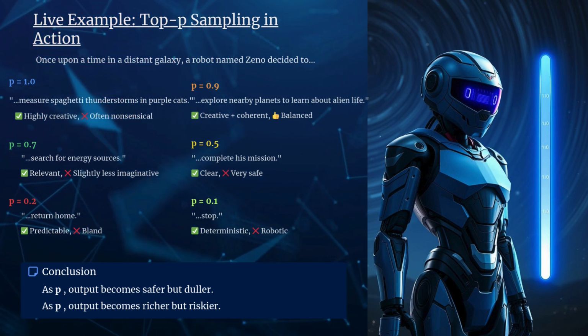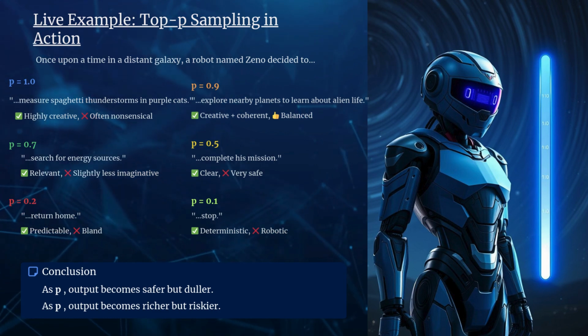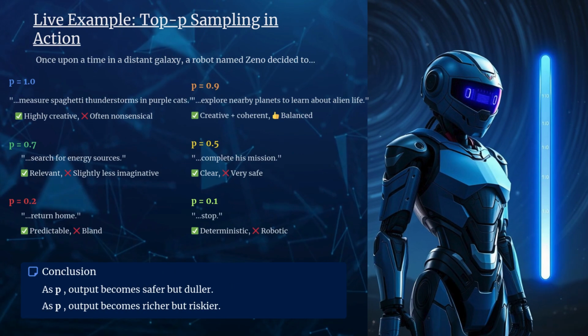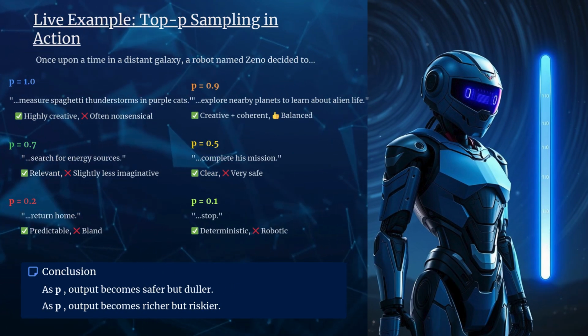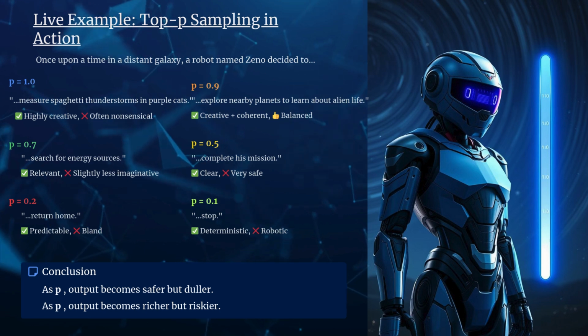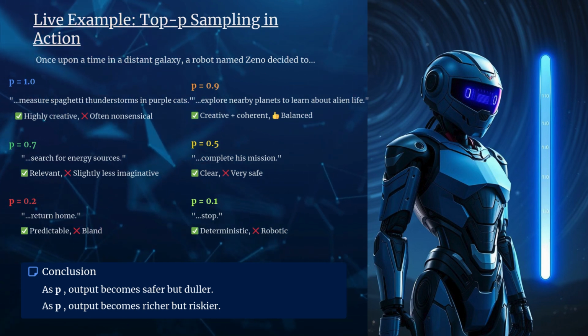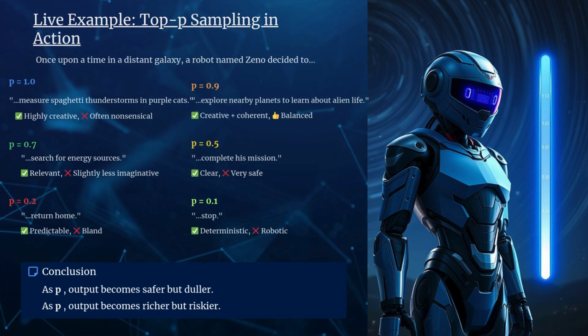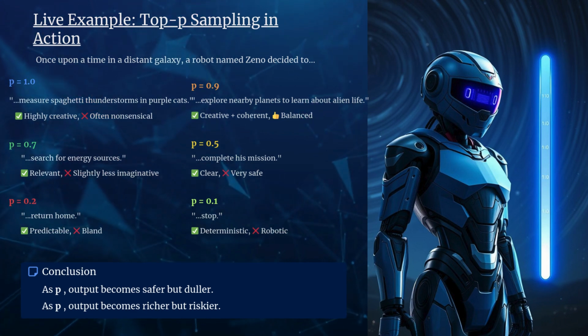P 0.5. Complete his mission. This is safe and simple but a bit dull. P 0.1. Stop. This is clear but very robotic and not fun. What can we learn? If the p-value is high, the AI is more creative. If the p-value is low, the AI plays it safe and gives basic answers.